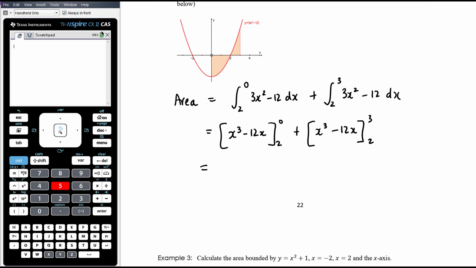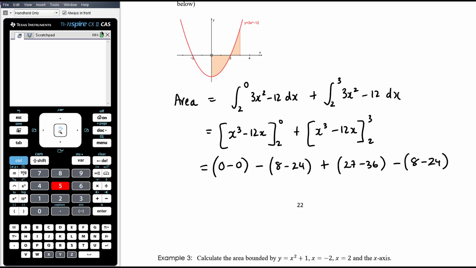So lots of terms, just take your time, don't lose track of things. We're first substituting in 0 and then taking away and subbing in 2. So 2 cubed is 8 minus 2 times 12, which is 24. And then plus, we're subbing in 3, which is 27 minus 36. Take away, substituting in 2, which is 8 minus 24.